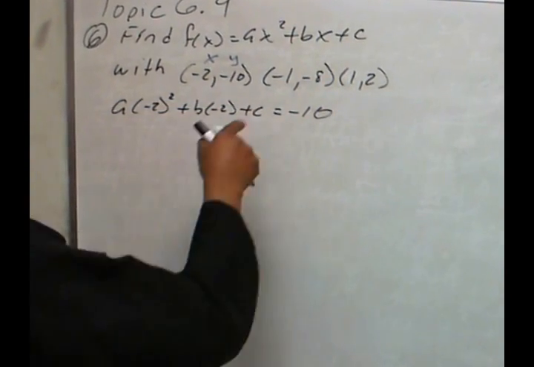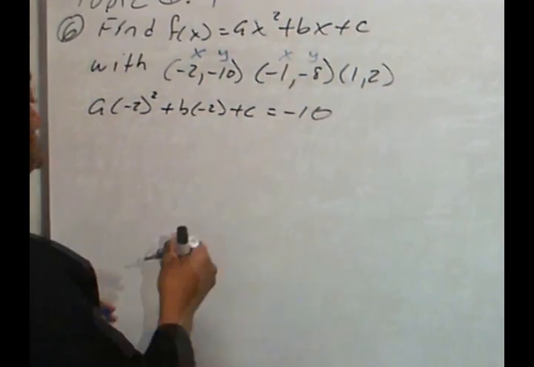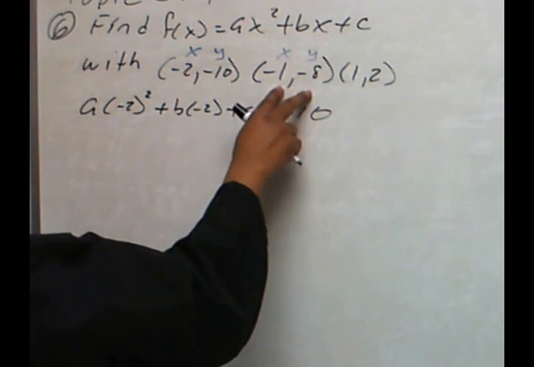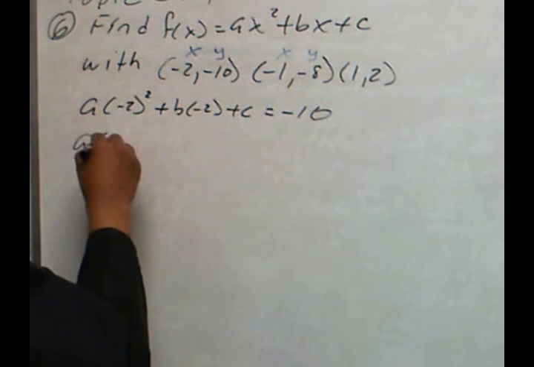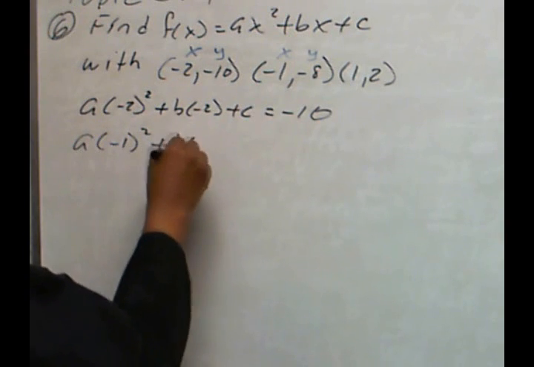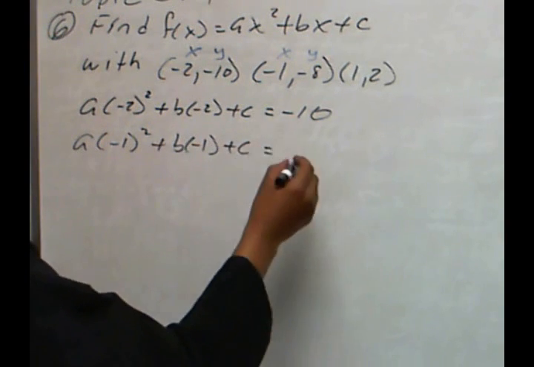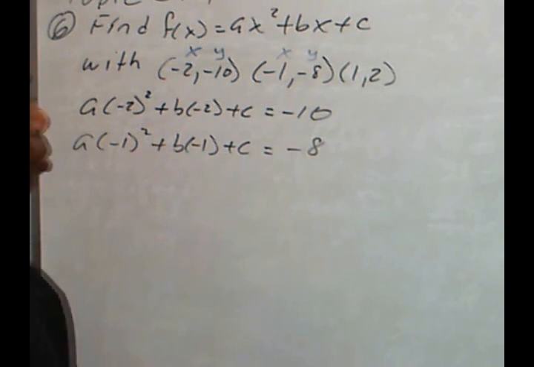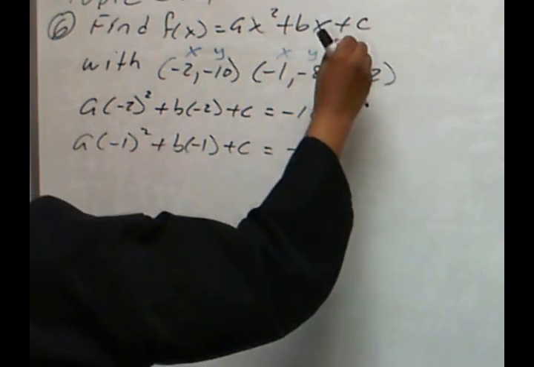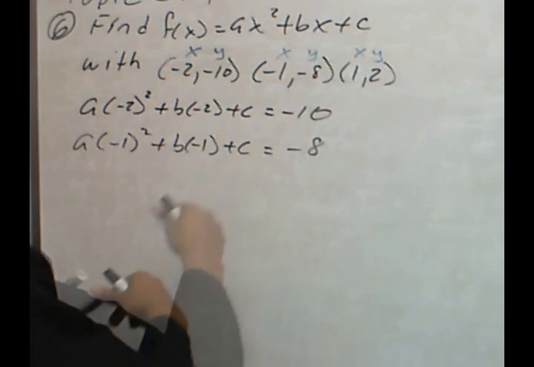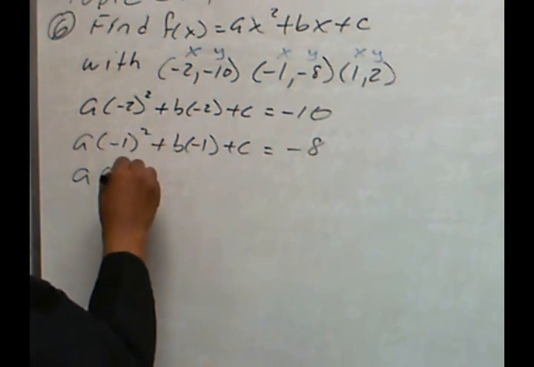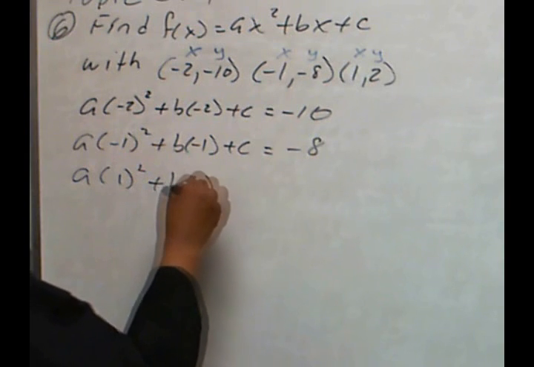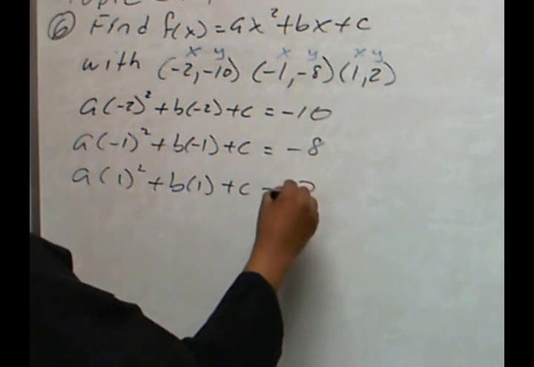Okay. This is also an x and y value, so I can replace these two values into the generic function. So a times (-1)^2 plus b times -1 plus c equals the y value of -8. This is also an x and y value, and we can replace these into the generic function, where x is 1: a(1)^2 plus b times 1 plus c equals the y value 2.